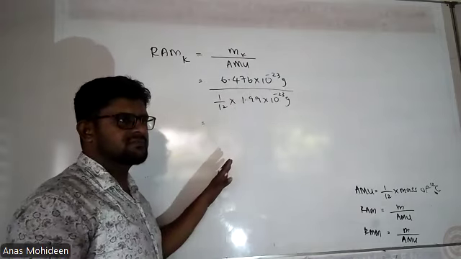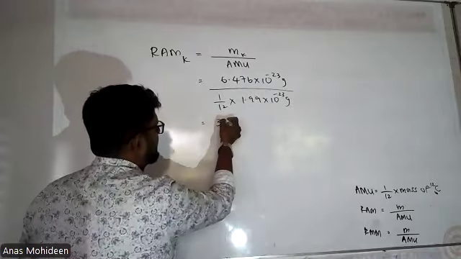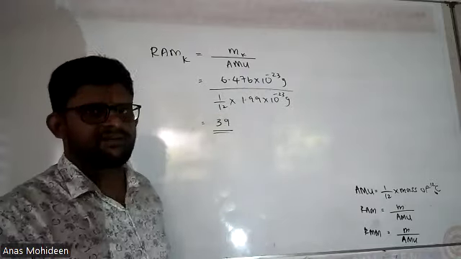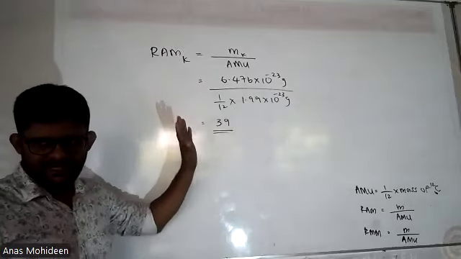Are we going to divide this? No, look at the table. How much is it? 39. Please write. Got the method right? 39. Very easy.